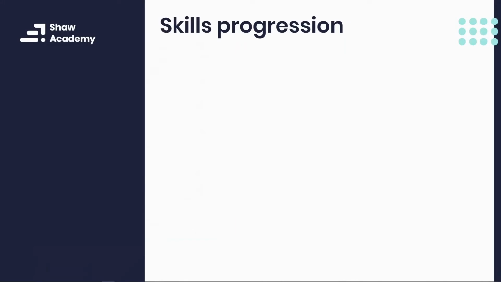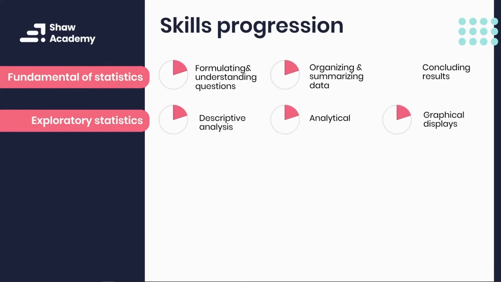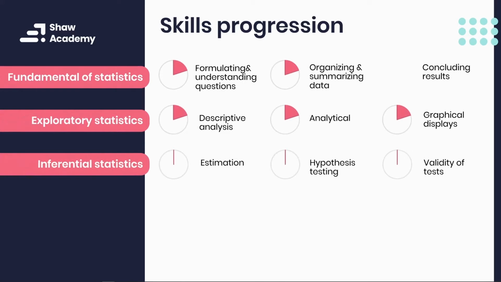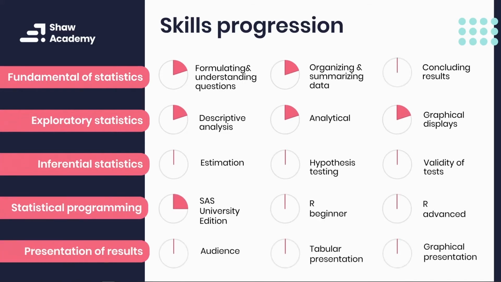The 5 practical skills that we will develop in the probability and statistical analysis course include fundamentals of stats, exploratory stats, inferential stats, statistical programming, and presentation of results. Congratulations on embarking on this journey, and have a look at the skills you've acquired so far. This is just the tip of the iceberg, as in stats, you never stop learning. We will continue to check in with you and your progress for the rest of the course.